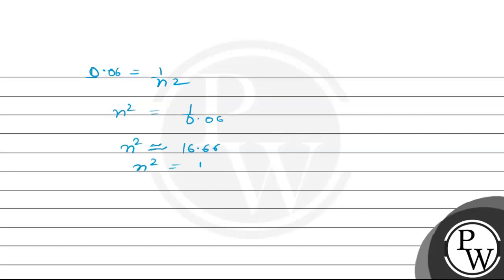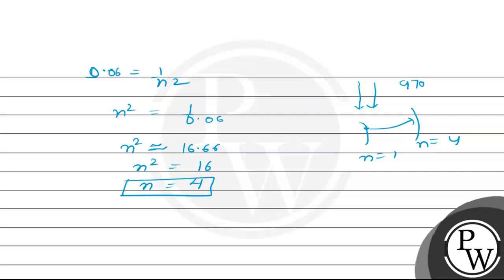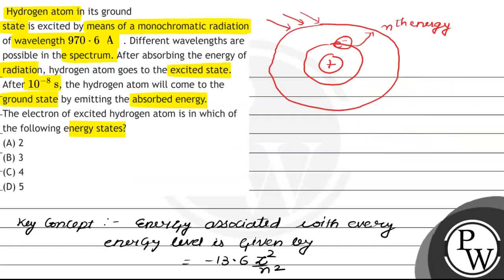We can assume n square equals 16. So n equals 4. This shows that electron was transmitted from ground state, that is n equals 1, to n equals 4 by absorbing energy from electromagnetic radiation of 970.6 angstrom. And this matches with option C of this question.